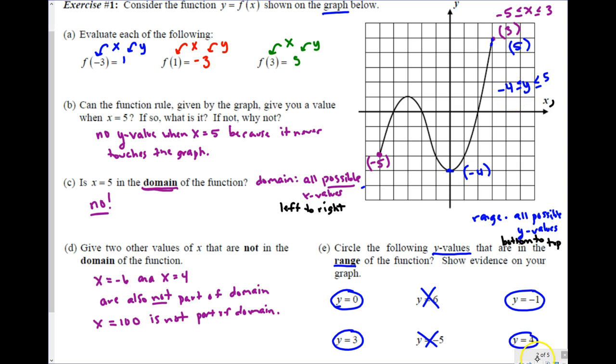Okay, so I really want you guys to write these two things down. It's really important. The range is all y values, think bottom to top, and the domain is all x values, and you're kind of thinking left to right here on your graph.